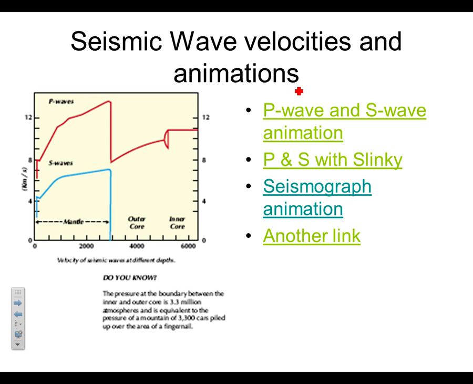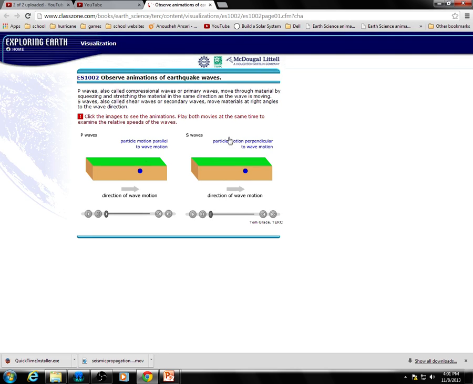Let's look at some animations of these. Here's the first one. This is going to be a P wave. There you see the compressional idea. And you see the blue dot there is a particle of earth, dirt, rock, whatever. So you see it's going to go parallel to the direction of the wave motion.